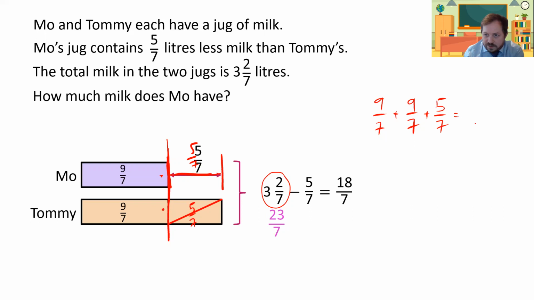We're thinking in sevenths. Good job too. We've got 9 plus 9 is 18, plus 5 is 23. 23/7 is the same thing as 3 2/7. So our total is still right, and that's the way we go about it.